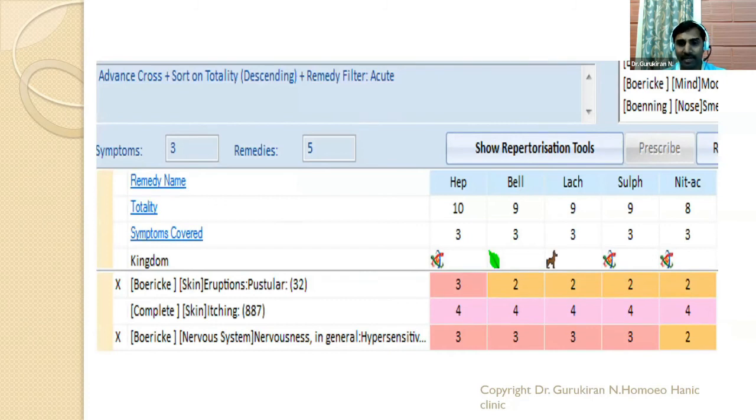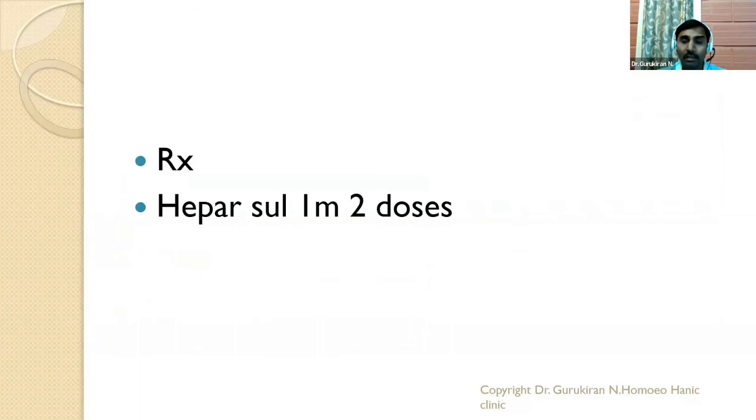So after repertorizing the case: skin eruptions, pustular, itching, and a hypersensitive child. As we all know, Hepar Sulf is the oversensitive patient. Hepar Sulf 1M was prescribed because the susceptibility is very, very high in this case, especially in a 7-month-old child. So I thought of prescribing 1M.